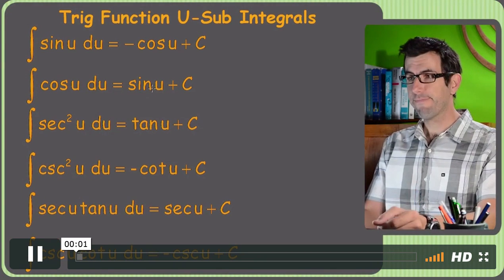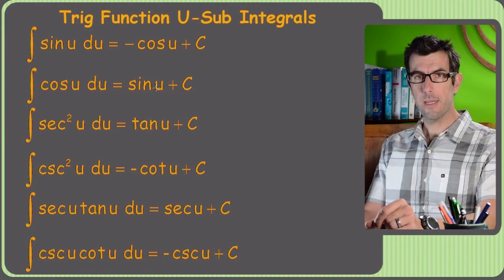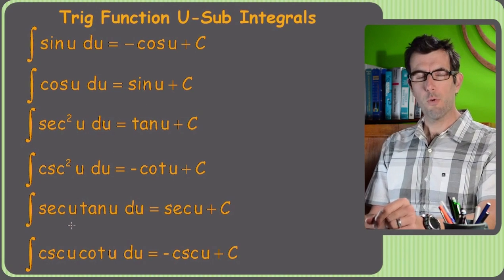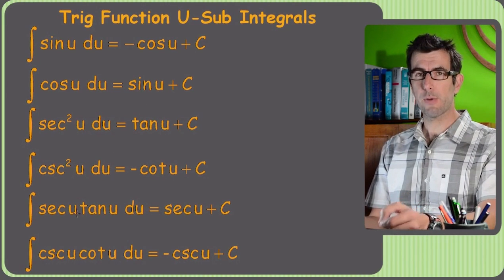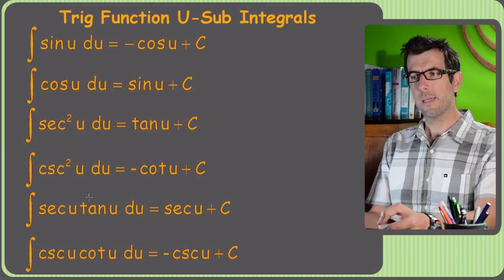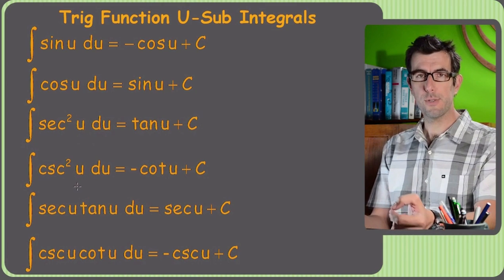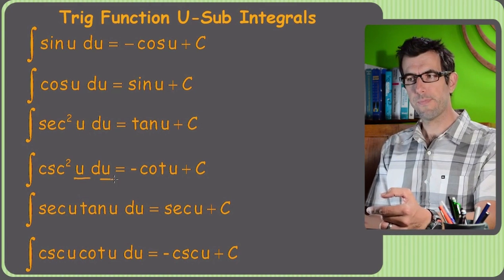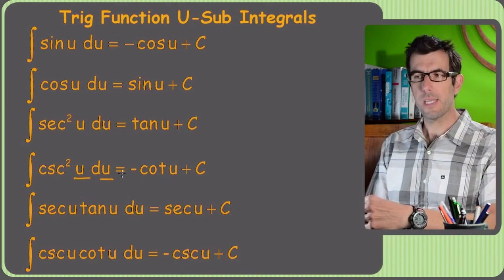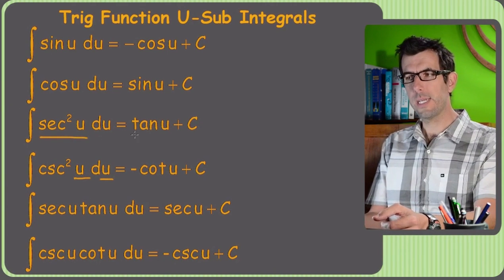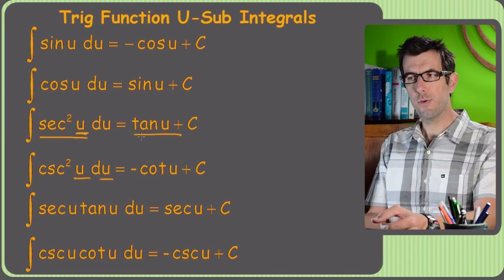Alright, trig functions. Even though these things can look a little bit gnarly, especially when you get down here, we're basically looking at the same set of integration formulas we've been using with x. So we just replace the u's with du's. But you can see that they're all the same. Secant squared is still going to integrate to tangent.